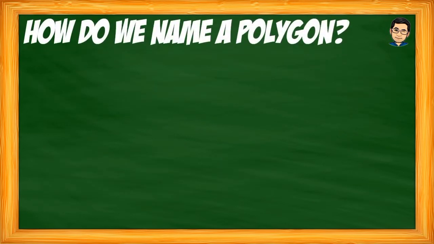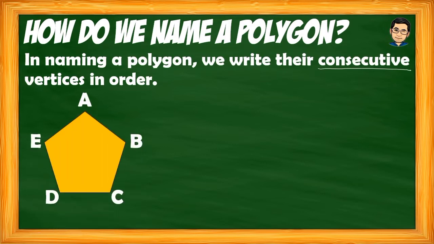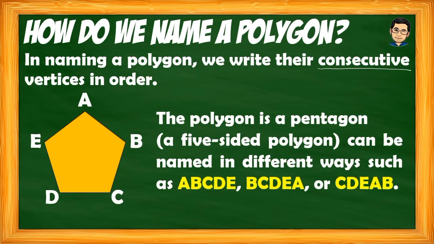Next, how do we name a polygon? In naming a polygon, you write its consecutive vertices in order. Since a polygon is made up of sides and angles, we write the name of the polygon using consecutive vertices. Consecutive means one after the other. Let us have an example. This figure is a pentagon. A pentagon is a five-sided polygon, so it has 5 sides.